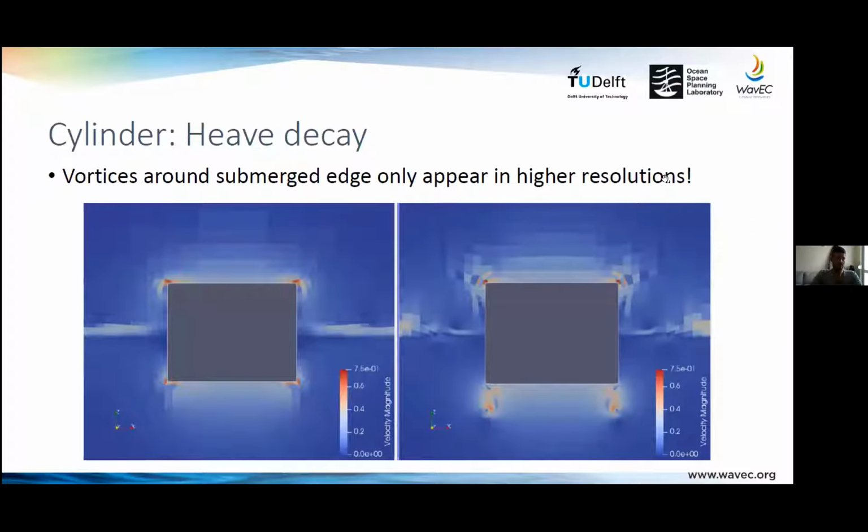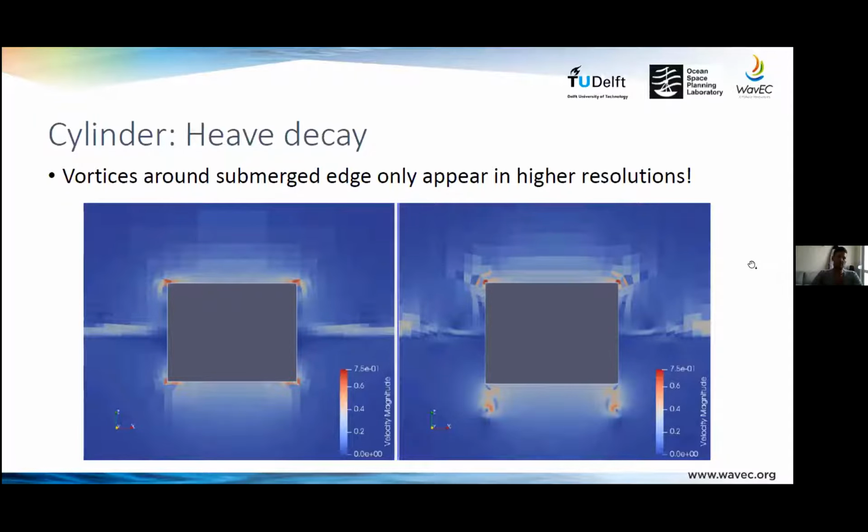And what was found in further investigation is on the left side. You can see a picture of one of the meshes that we initially used. And on the right-hand side, we compare it with the setup that has a lot finer resolution around the edges, around the submerged edges of the cylinder. And you can see that only there do vortices become apparent around the sharp edges of the cylinder. That is something that we didn't capture before, and that actually has influence on the results.